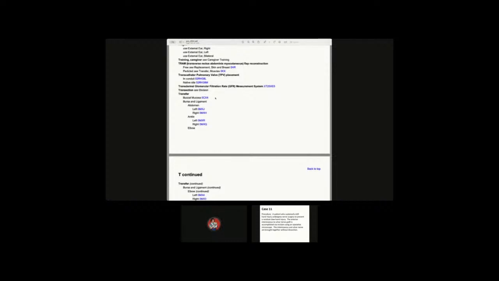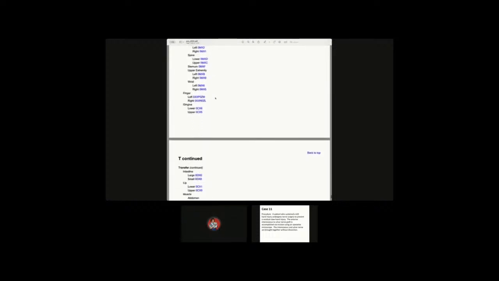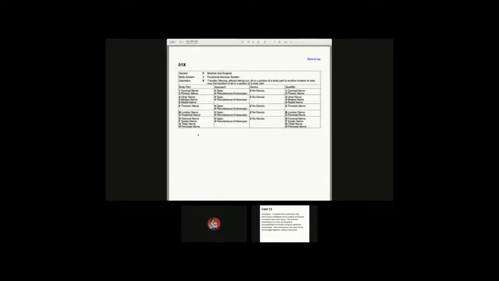All right, so transfer of what? It was a nerve. So I'm going to go to nerve. It was the median nerve. The interosseous is the median nerve. Google it. It's a thing. It takes us to table 01X. And 5 is for the median nerve.